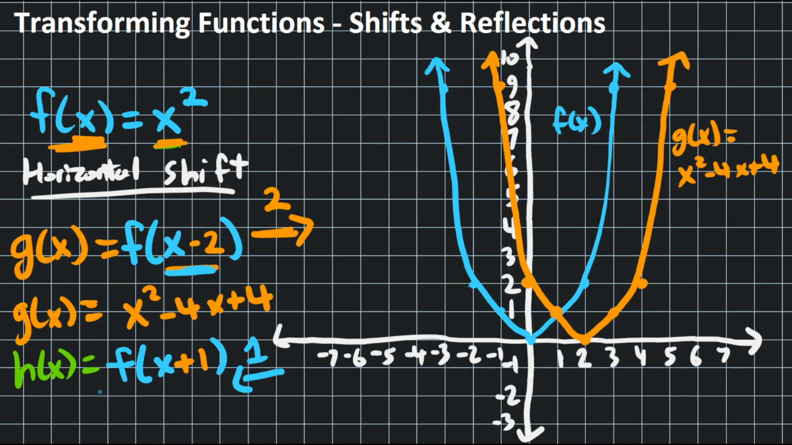Good, so first let's figure out the function for h of x. We know f of x is x squared, so f of x plus 1 is x plus 1 squared.